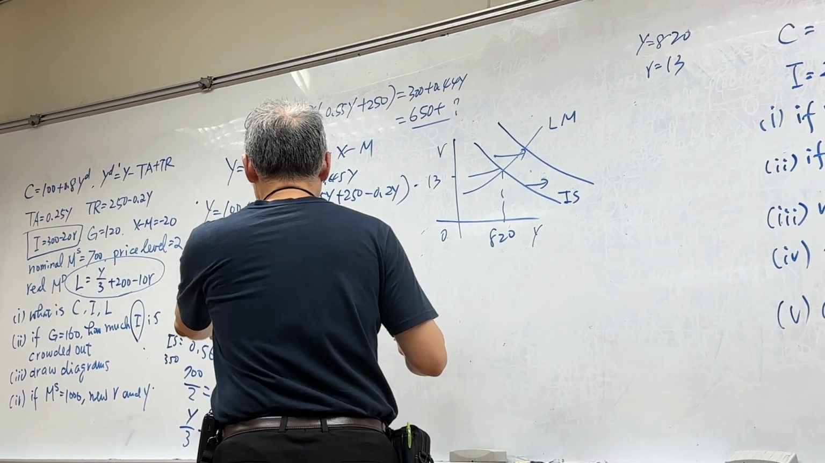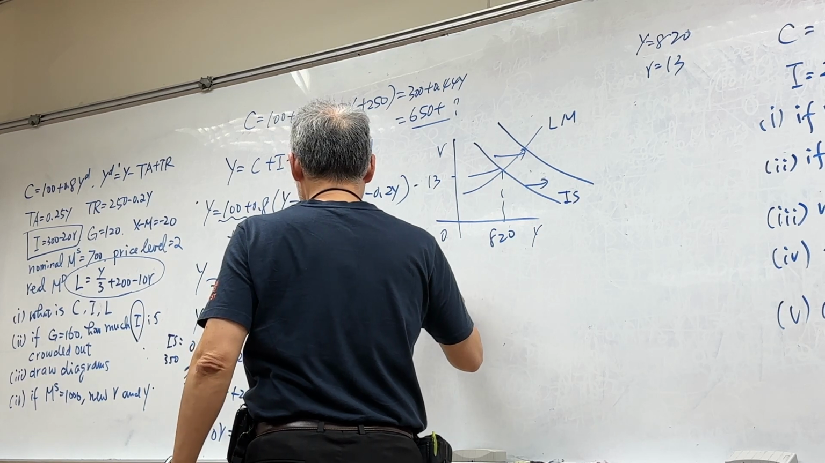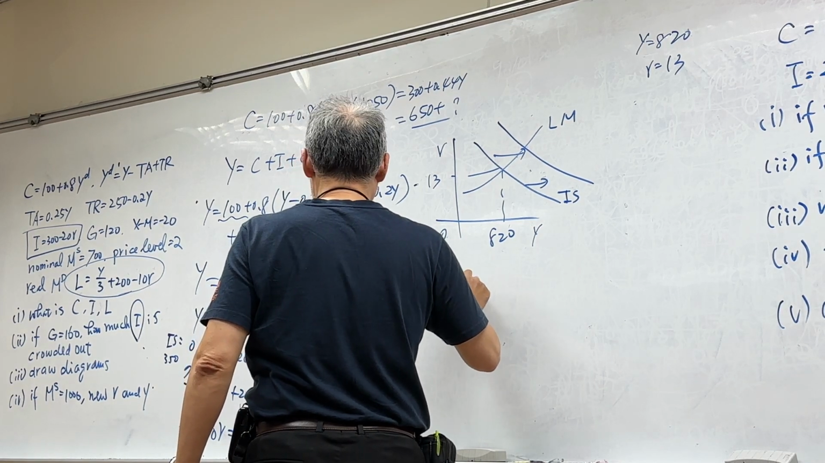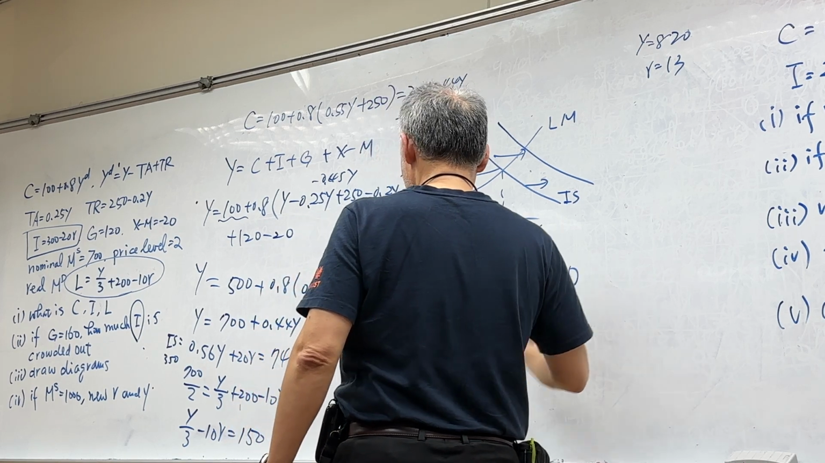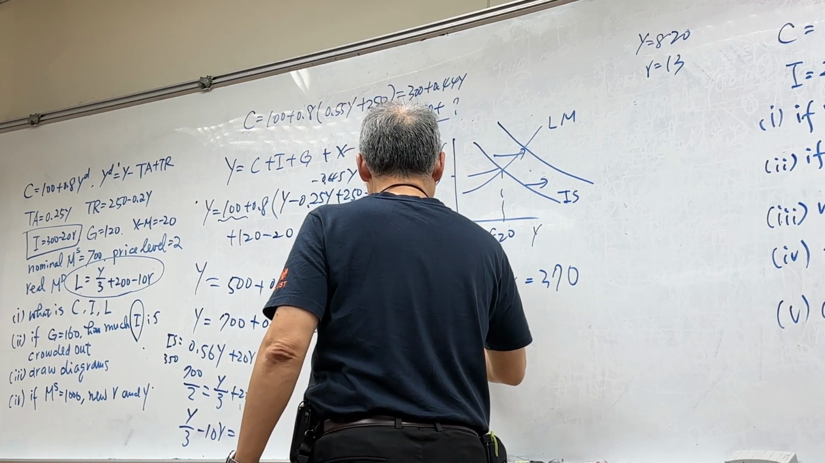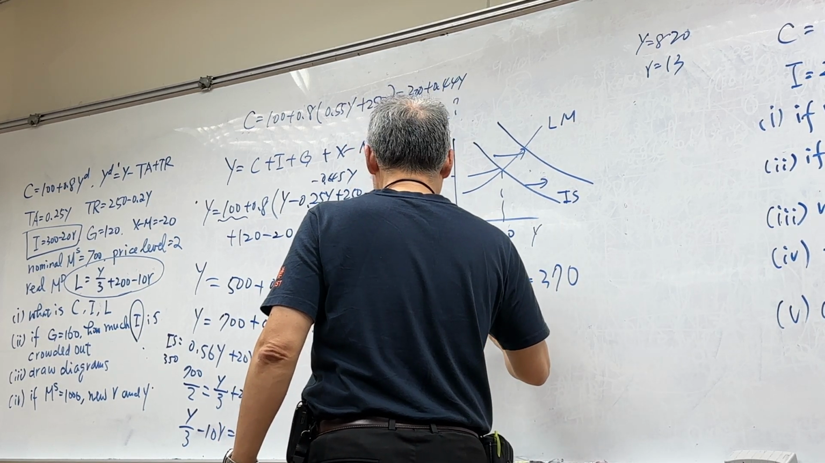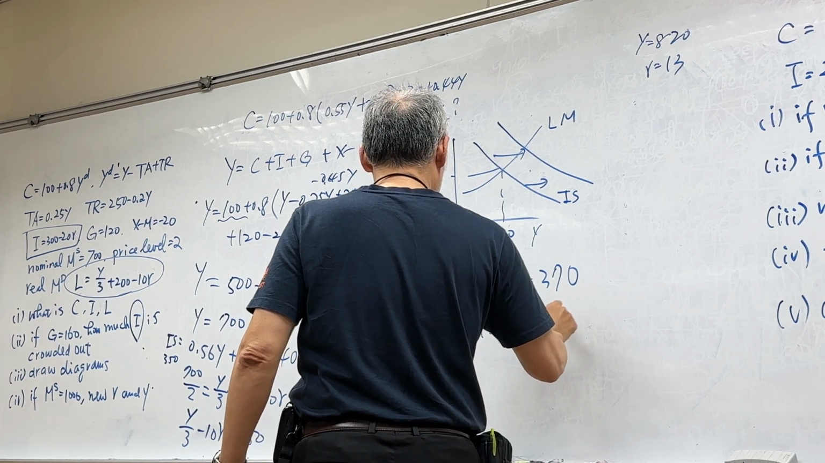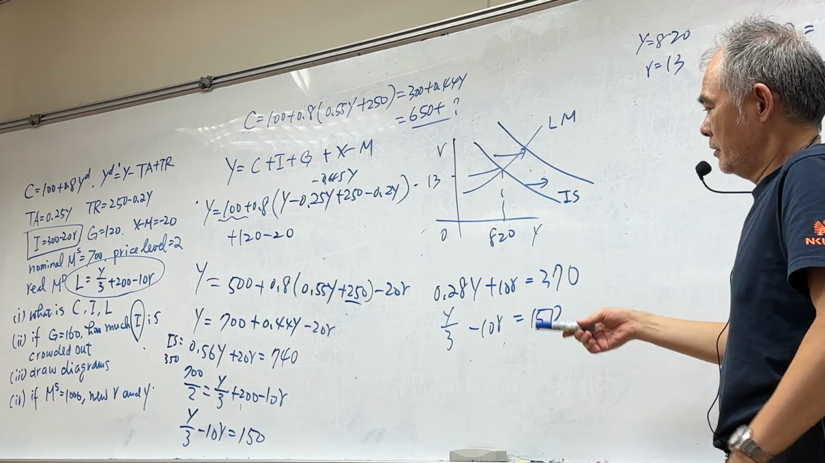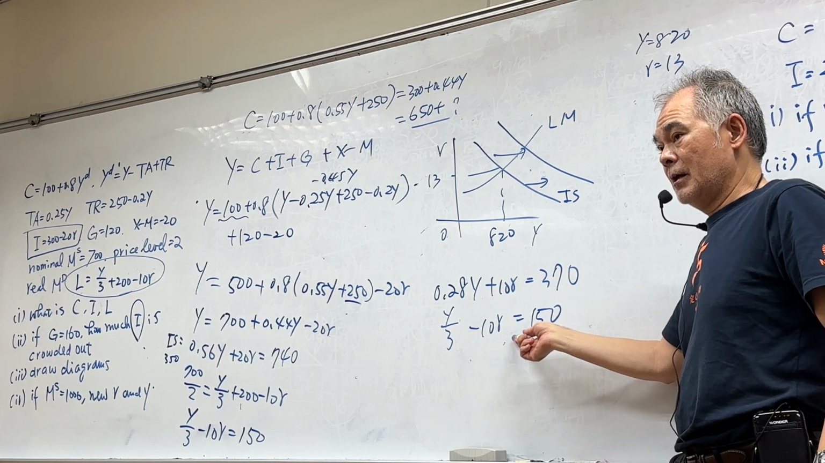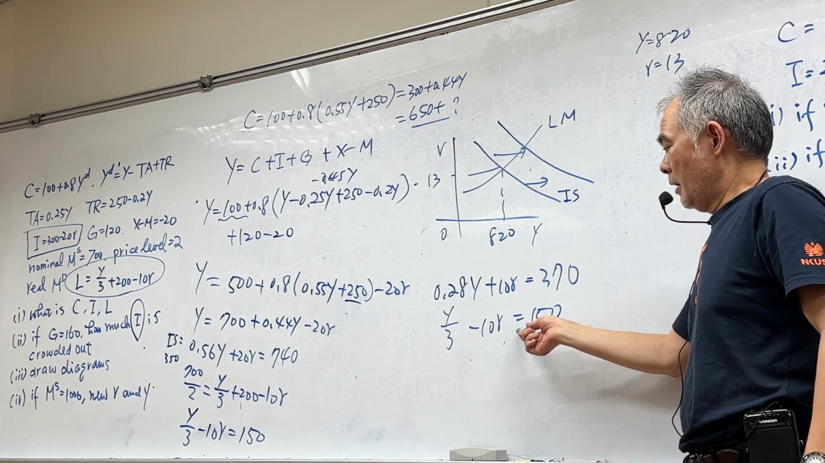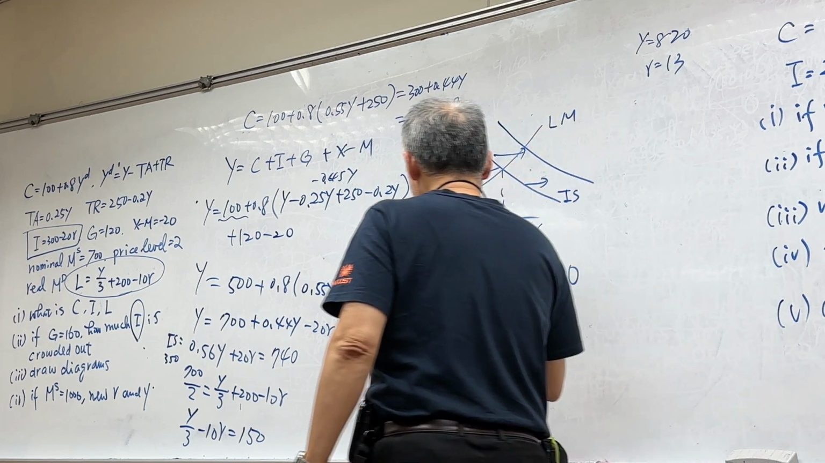We're going to put in the same thing here: 0.28y plus 10r is equal to 370, okay? And then you have y over 3 minus 10r is equal to 150, okay? So this is a new IS curve, and this is the original LM curve. So then what do you have?